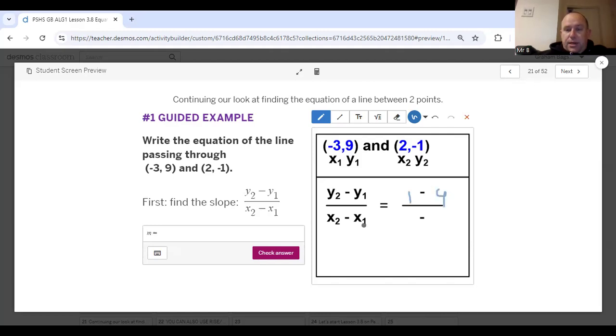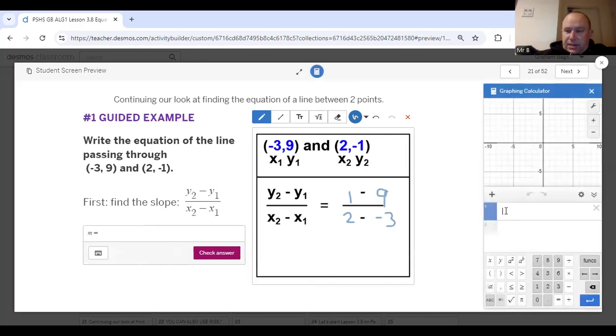So I'm just literally looking above each of them. So that's supposed to be a 9. Let me make that a little clearer. X2 here is 2. And X1 is negative 3. So I'll fill in negative 3 here. And I can then type this into Desmos, click on that little fraction line first. Whoops. And then we can get our fraction. So 1 minus 9 over 2 minus -3.